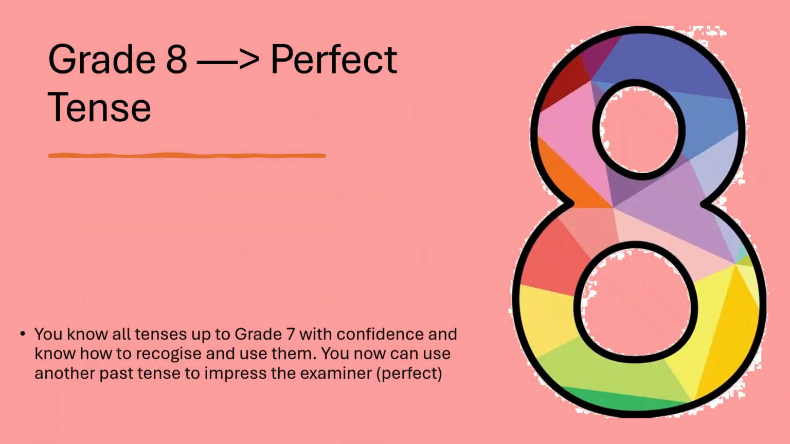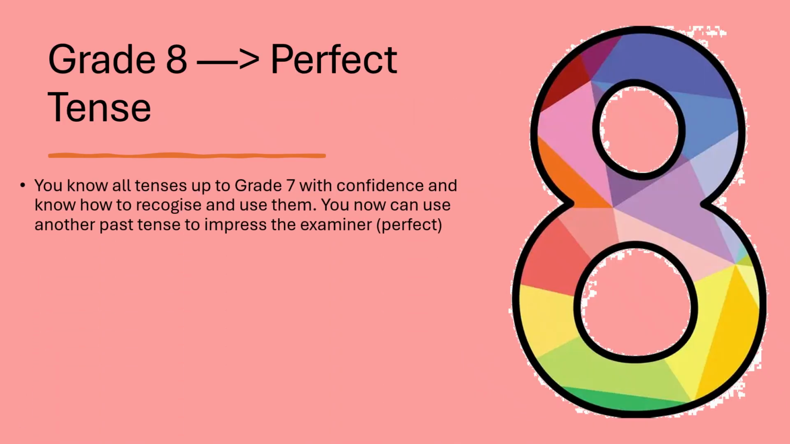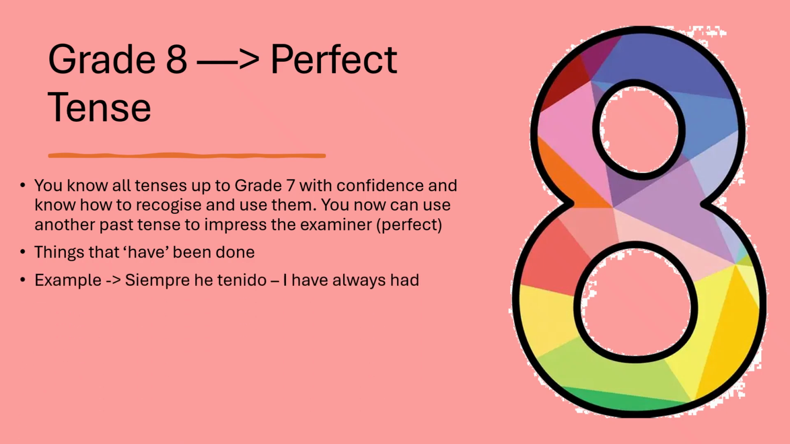Grade 8, congratulations. You know all tenses up to grade 7 with confidence and know how to recognise and use them. You now can use another past tense to impress the examiner called the perfect. This is a bit different. Again, this is more extra stuff which you should be doing. So these are things that have been done. So an example of this is siempre he tenido. I have always had. So siempre he tenido un sueño. I've always had a dream.